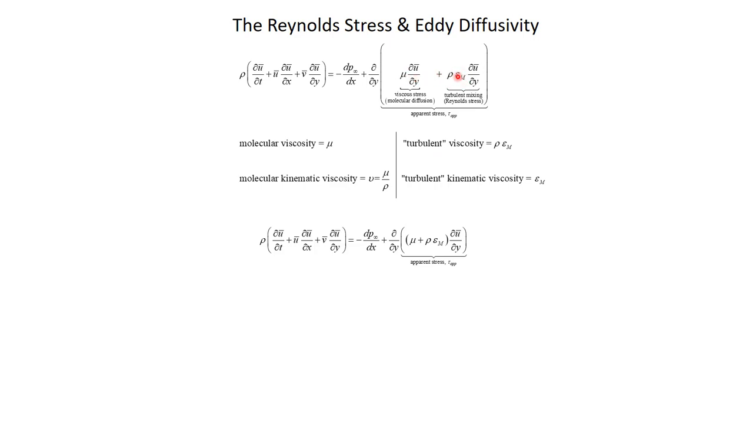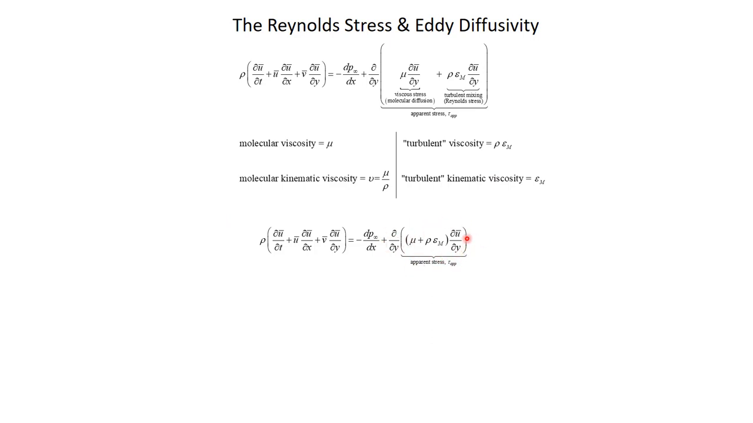These two quantities play the same role, right? They have the same units. They just represent different aspects of the momentum transport process. If I divide molecular viscosity by density, I get kinematic viscosity. If I divide our turbulent viscosity by density, I get the turbulent kinematic viscosity, which is just the eddy diffusivity of momentum. So the eddy diffusivity of momentum, you can think of it as the turbulent equivalent of kinematic viscosity, right?